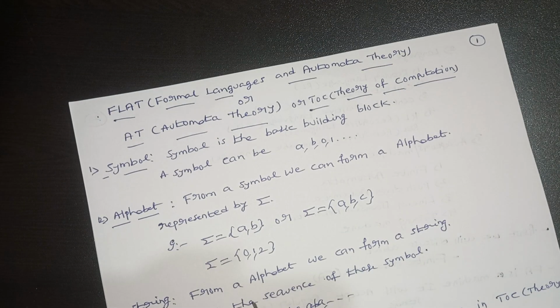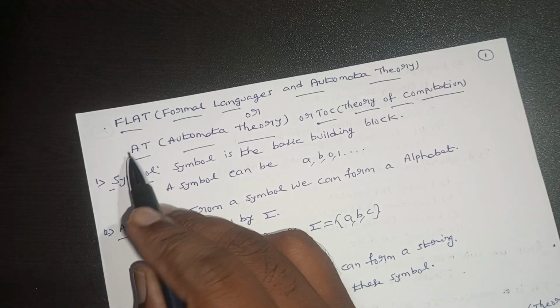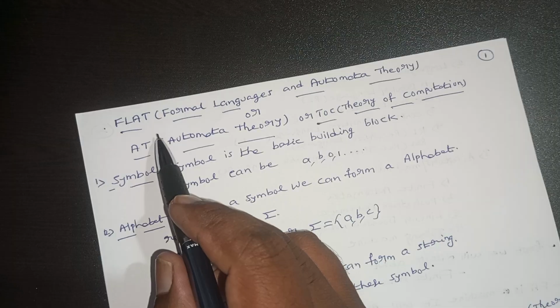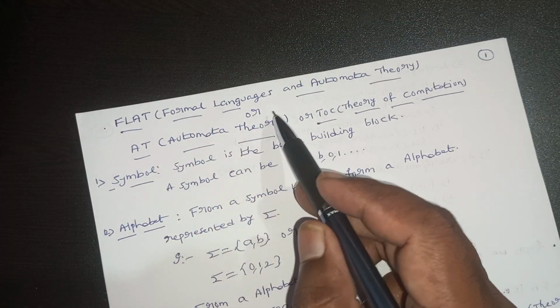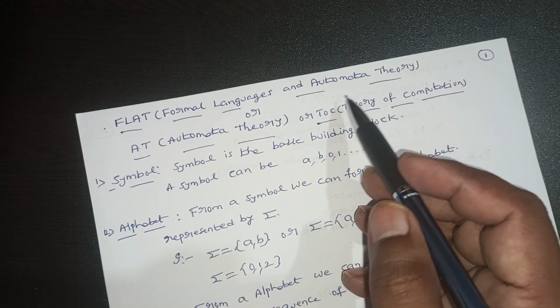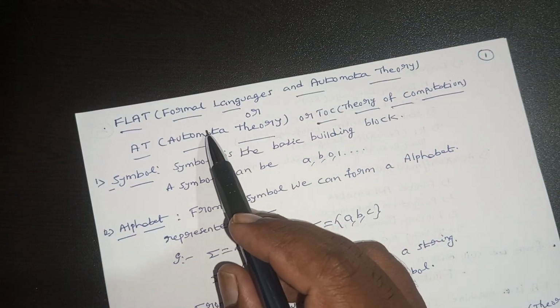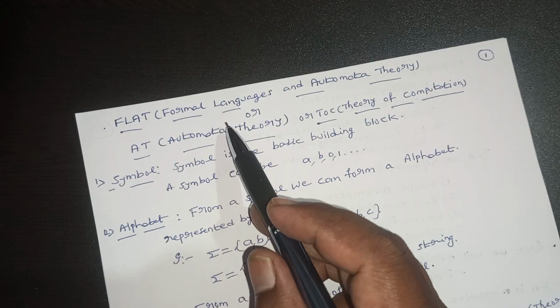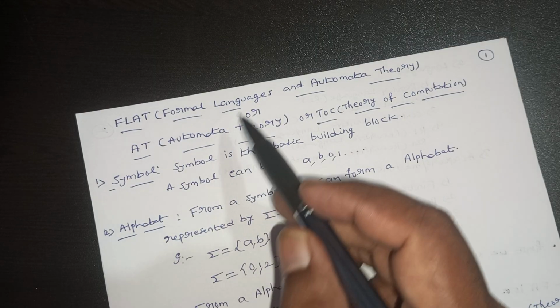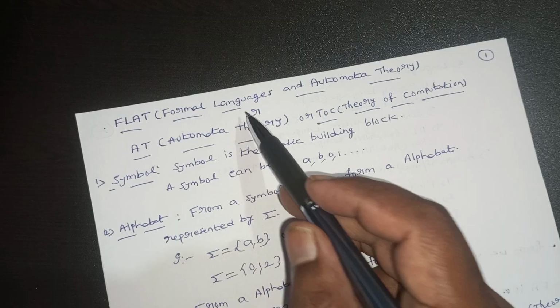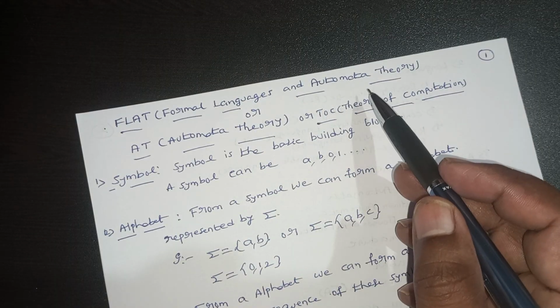Okay, now coming to the subject name, that is FLAT. So what is the meaning of FLAT? It is the abbreviation of Formal Languages and Automata Theory. So the name you have to understand: when you complete all the units, then only you are able to understand the meaning of what is the language and what is the automata theory, all those things.